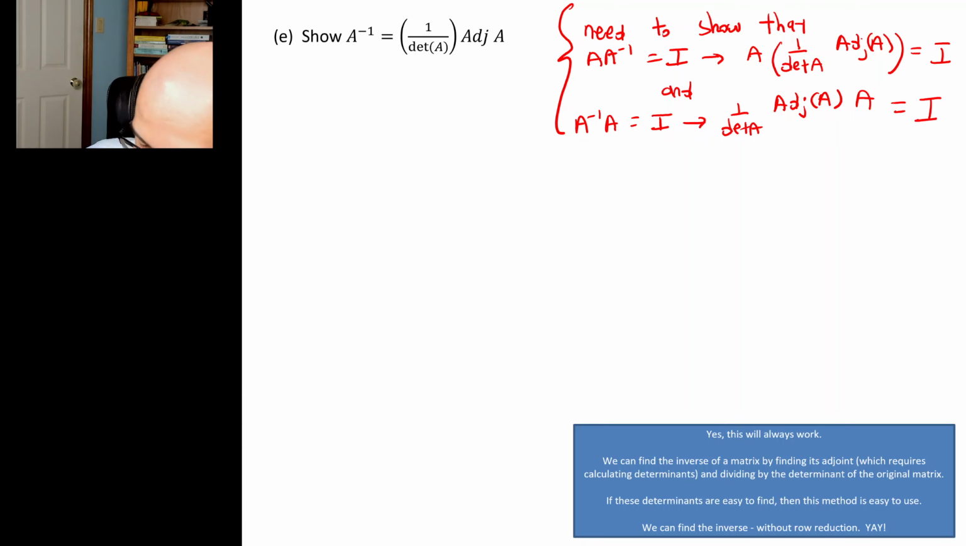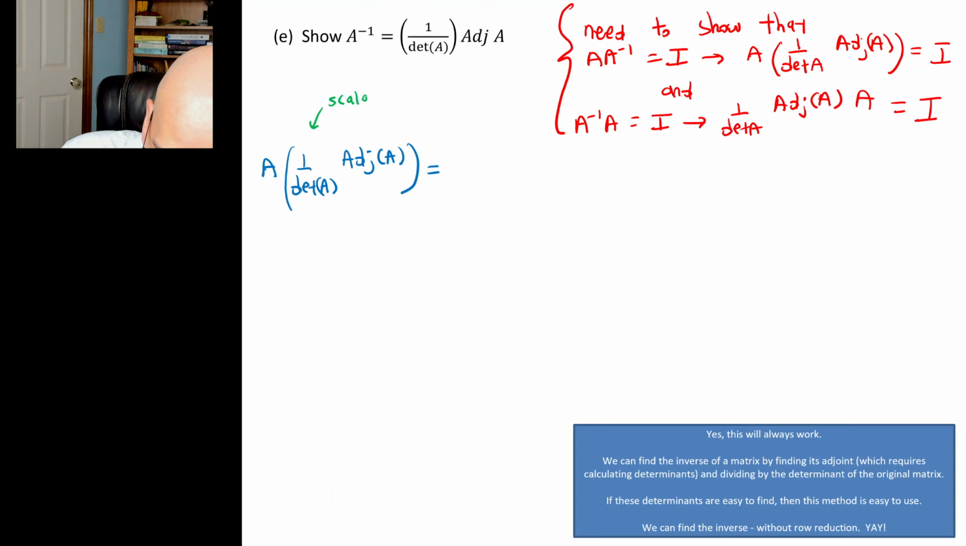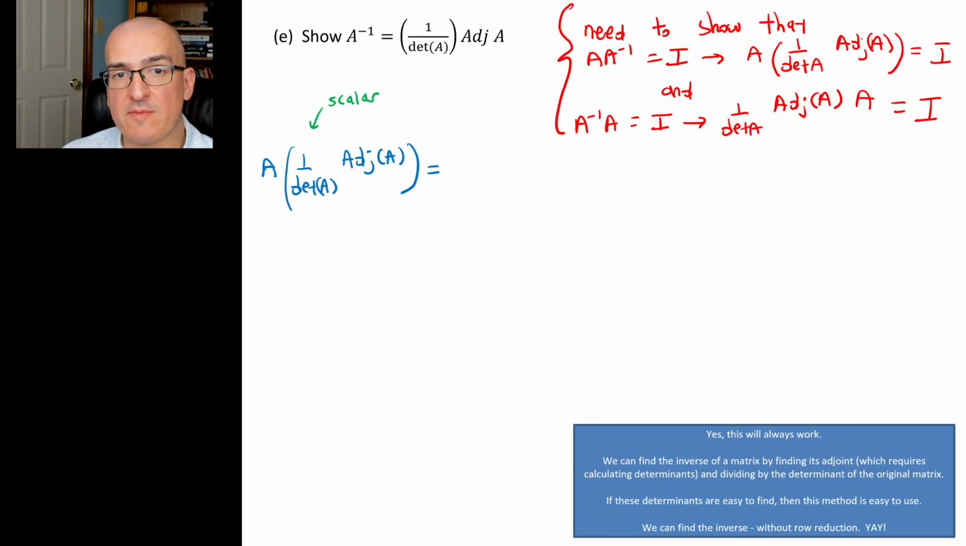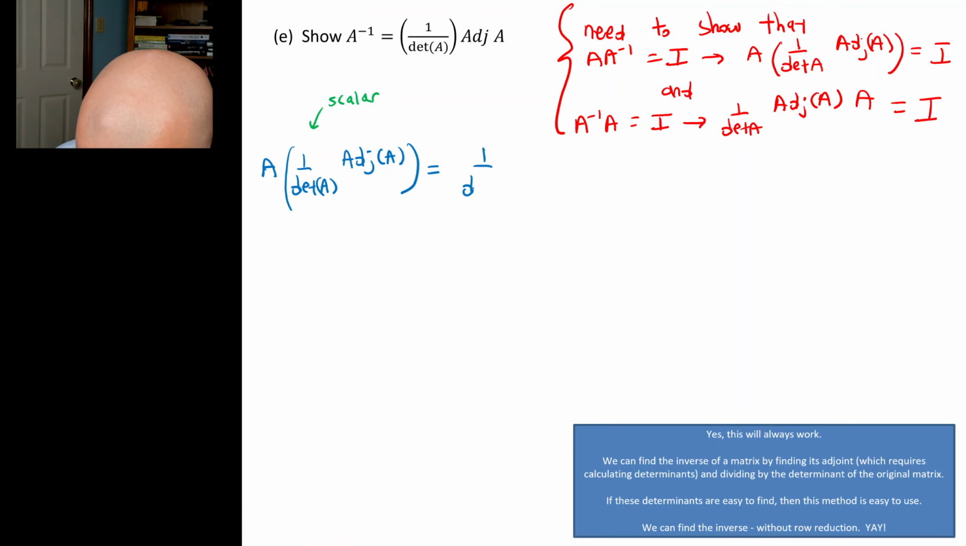So let's do the first order. A times 1 over the determinant of A times the adjoint of A. We can use a matrix multiplication property that 1 over the determinant of A is a scalar. And we can bring a scalar in that multiplication out front. So 1 over the determinant of A comes out front. And then we have that multiplied by A times the adjoint of A.